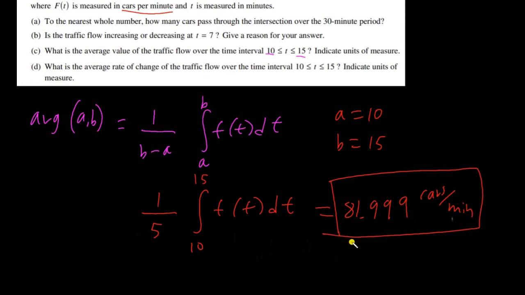And then for points, we have 3 points. 1 point for including the correct limits on your integral, 10 and 15. 1 point for putting the right thing in the integral, and 1 point for the correct final answer.